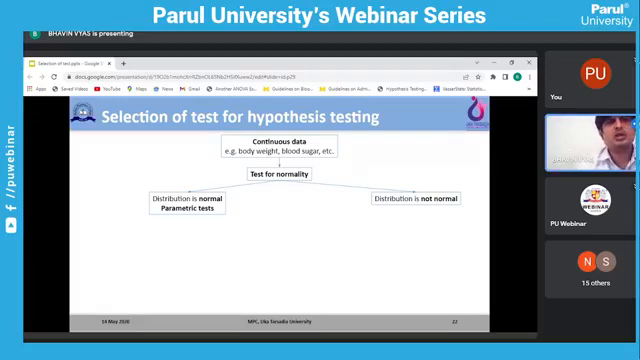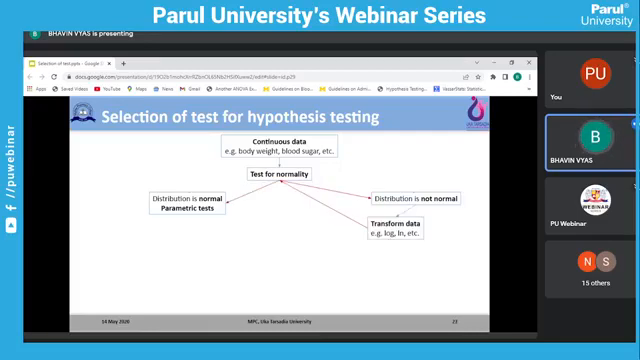Suppose you have collected continuous data: body weight, blood glucose level, average weight of your tablet, average concentration of the binder that you have added. That type of continuous data you have collected. First and foremost, if you have collected continuous data, you need to check whether it is normally distributed or not. If it is not normally distributed, then there is a scope. You can convert or transform that data.